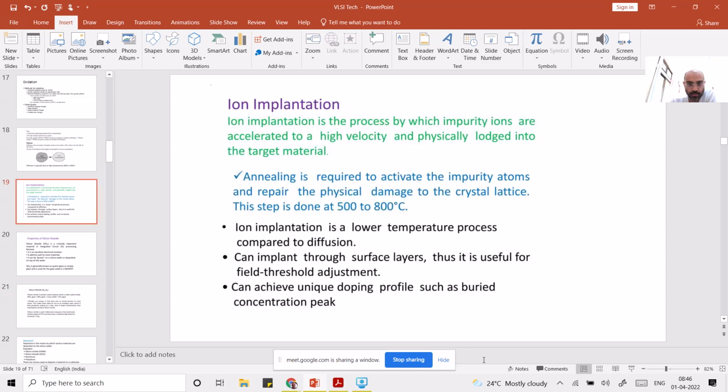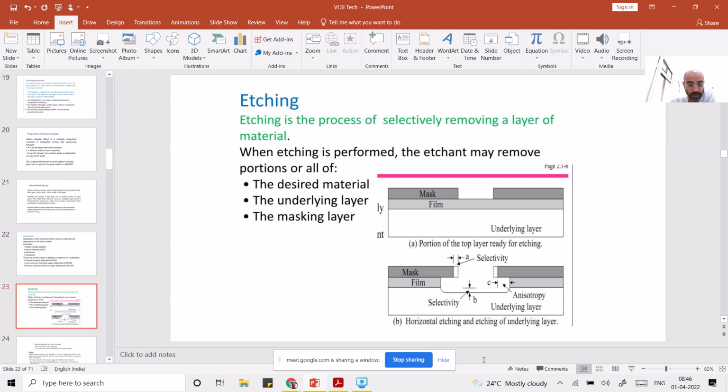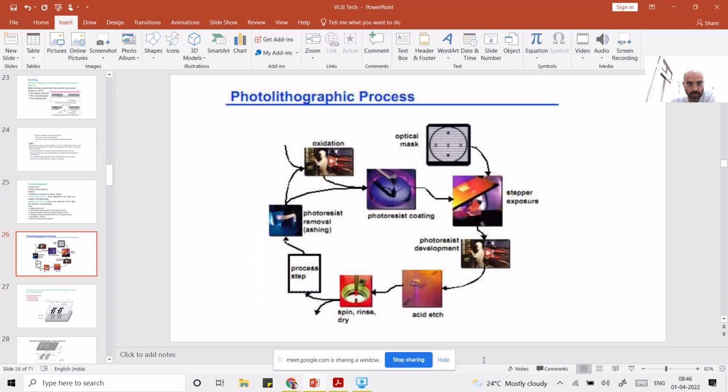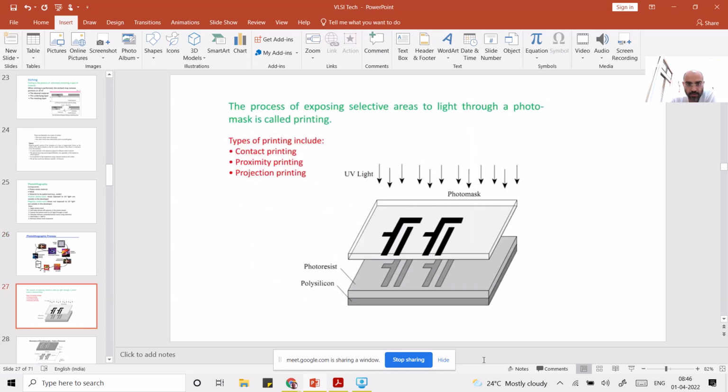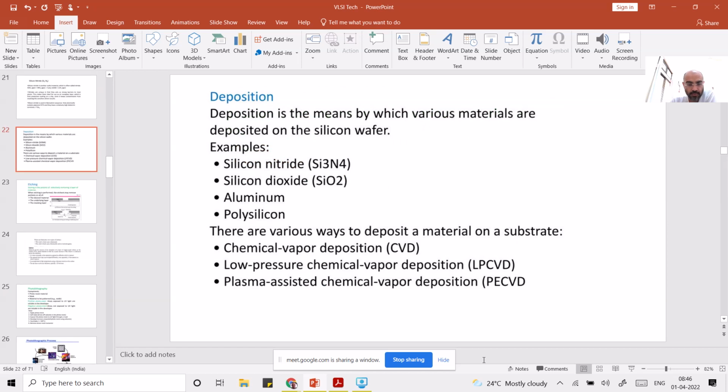So diffusion and implantation, we have covered in short. Now deposition is only remaining. Let's try to complete it, because the rest of the things I have already shown you. Otherwise, I'll do this tomorrow.